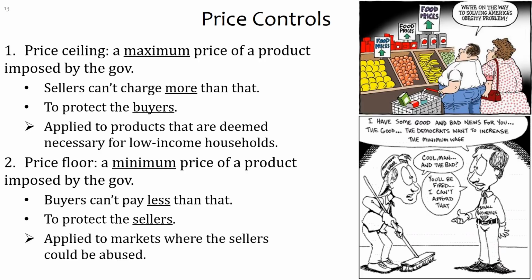So the minimum wage is meant to protect the sellers of labor. Sellers of labor are workers. The problem with minimum wage is what you see in this cartoon: it lowers the willingness of the firms to hire workers, which is going to create unemployment. We're going to see that in some graphs, but first write these down.